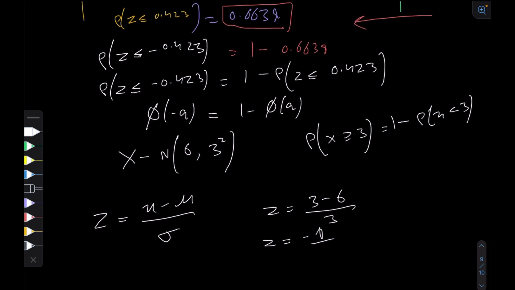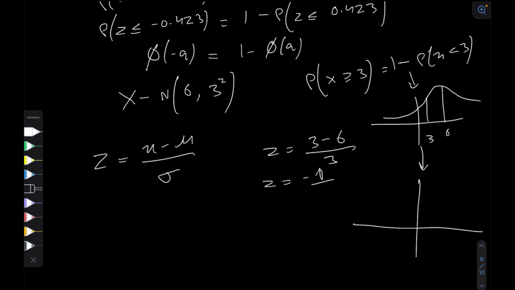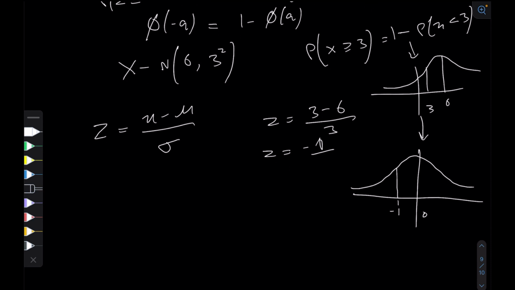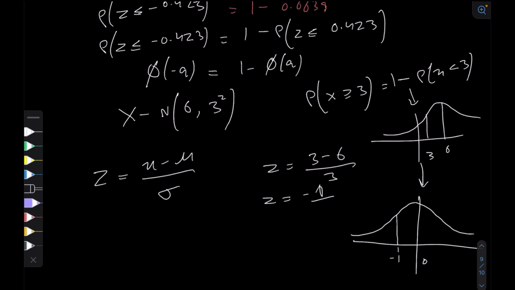What this really means is that my distribution will look something like this, where this is 6 and this is 3. If I'm converting it to my standard curve, it will be this value, which is negative 1, where the mean is 0. Essentially I want to find the area up to x equals 3, which is the same as the area up to z equals negative 1, because x being equal to 3 is equal to z being negative 1. So I want to find the area of z up to negative 1, which is this area.